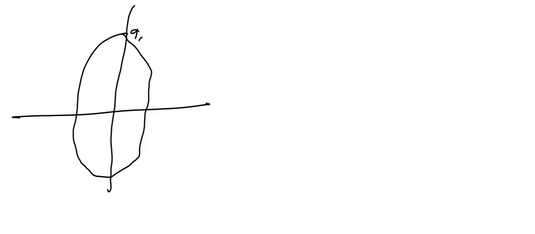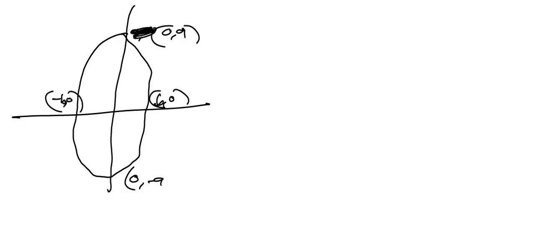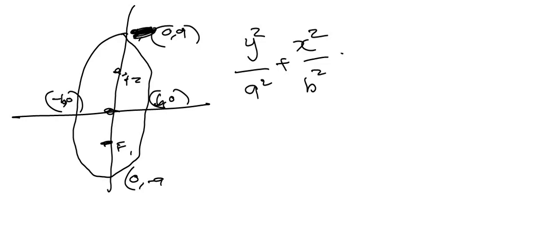So you have something that looks like this. This is your a, meaning 0, a, because we're on the y-axis. This is 0, negative a. This is b, 0, and this is negative b, 0. We have the foci there, F1, and then we have F2. It's just the same, just that y is the one having a. Then this has this, because a always has to be bigger than b.